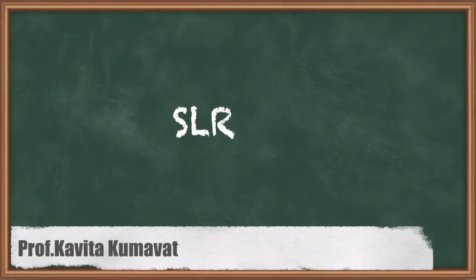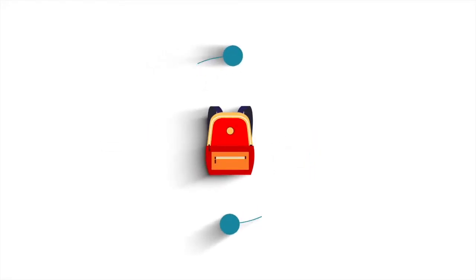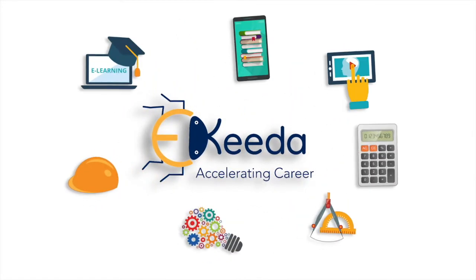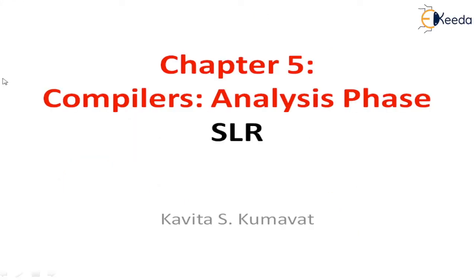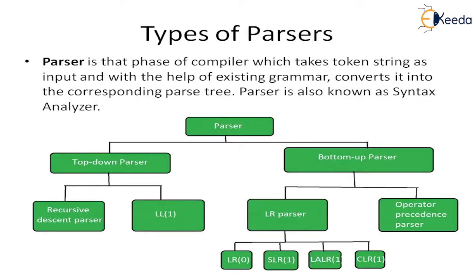Hello friends, today we are going to discuss the SLR concept, the SLR parser, an important parser. As we know, SLR is a type of bottom-up parser. The parser classification diagram is there. The bottom-up parser contains the LR parser. Under that LR parser, LR0, SLR1, LALR1 and CLR1 are there.